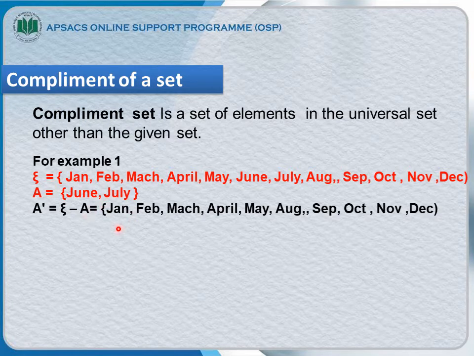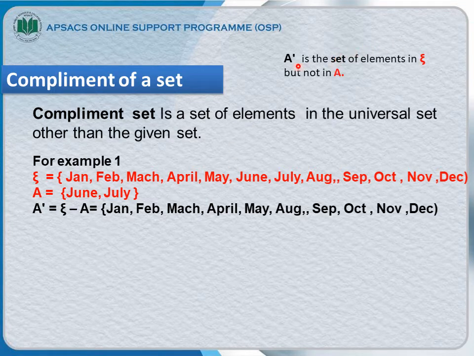We write these months in A prime set. The complement of the set is the months we don't have holidays. In this set, you can see that we don't have June, July. One easy way: you subtract the elements of set A from the universal set and write the elements that are left in the universal set.